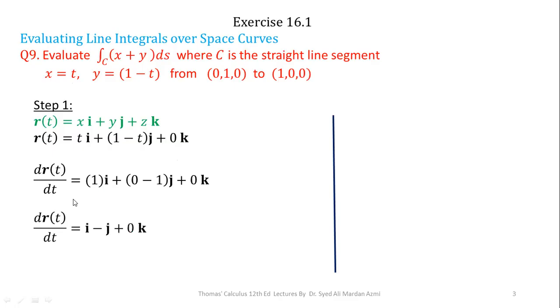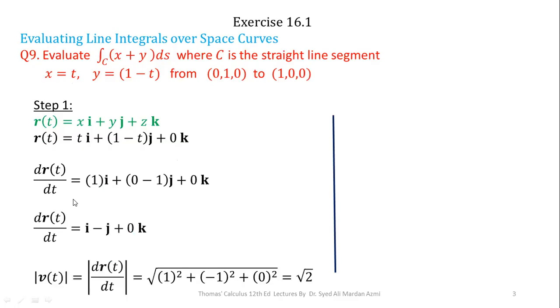In the next step, making the simplification. And after this, we can evaluate |v(t)|. Now, |v(t)| is actually |dr/dt|, and it can be calculated as the square root of the i coefficient squared plus the j coefficient squared plus the k coefficient squared. So after calculation, we get |v(t)| equal to square root of 2. And this completes our step number 1.